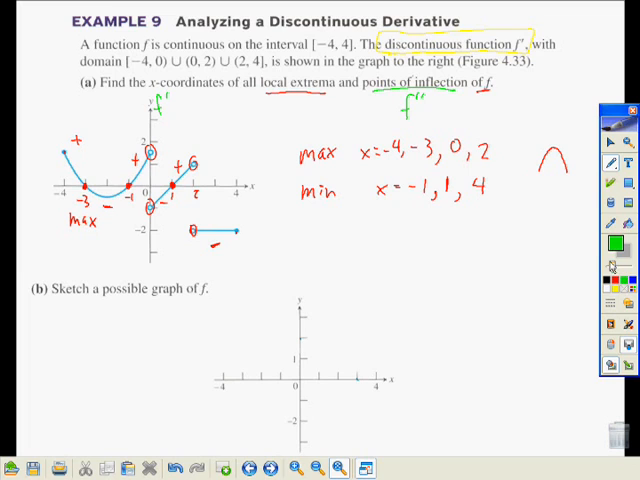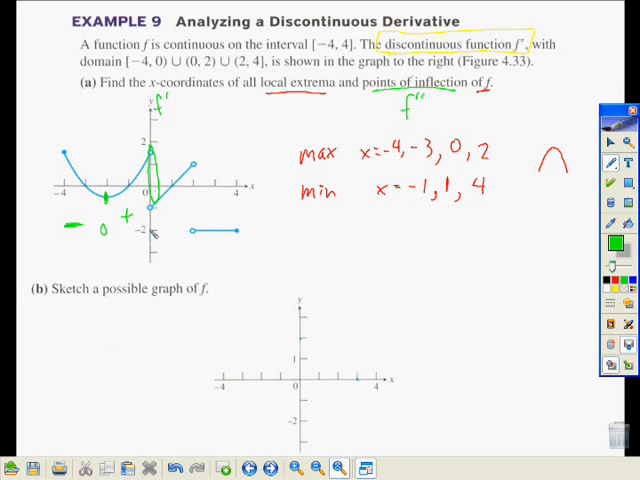Now we also want to look at the points of inflection of this. Okay, I'm going to go back and erase this. And for points of inflection, we need to consider the derivative of this. For my derivative then, notice that we are decreasing and increasing. So my derivative is going to be negative, 0, and then positive.